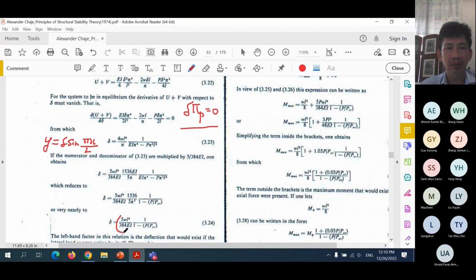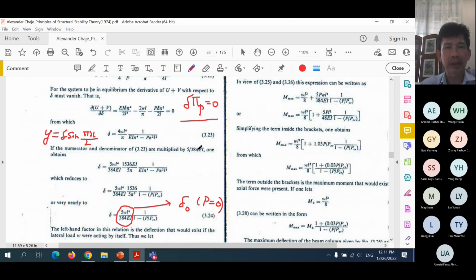Why we want to get to this equation is similar to the previous case. We want to get this, which is delta subscript 0, the deflection when P is equal to 0. So this is how it is being done, and it is explained here. We want these terms to appear, and from these equations we write to these equations, and also we want P over P critical to appear. Let's go through this and how it is done.